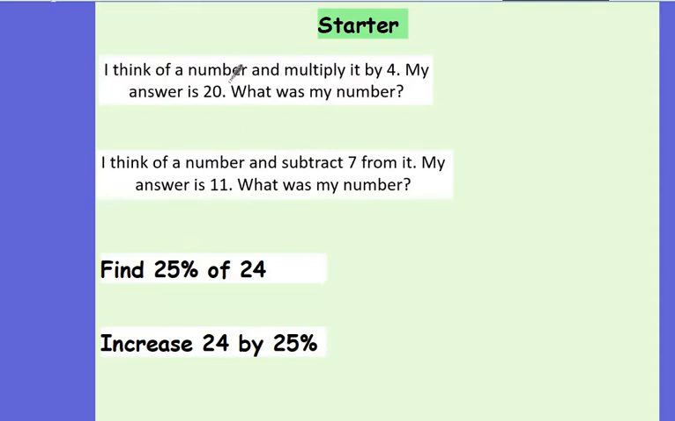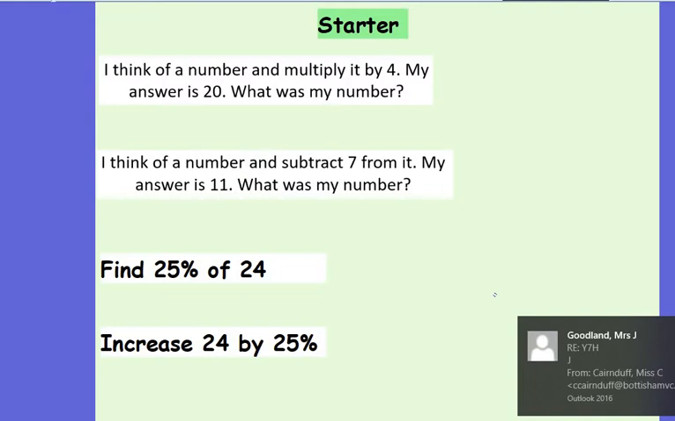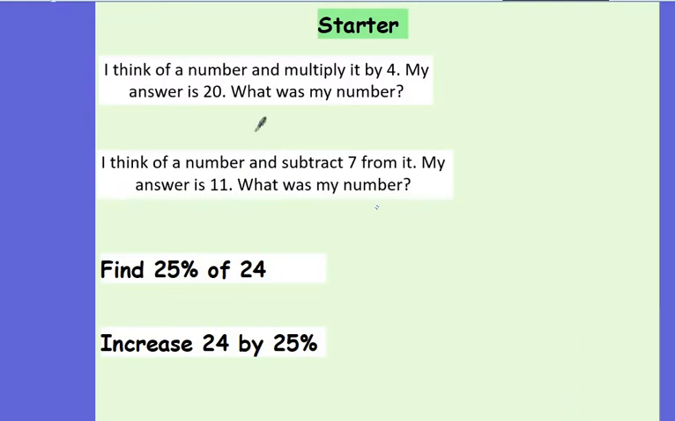Okay, so for the first two problems, there are multiple ways you could think about them. I'm going to set it up as an equation. I'm going to call my number x, and I'm going to say that 4 lots of whatever my number might be, x, gives me my answer, 20. I can now work out what x is by dividing both sides of my equation by 4. Dividing by 4 tells me that my original number must have been 5.